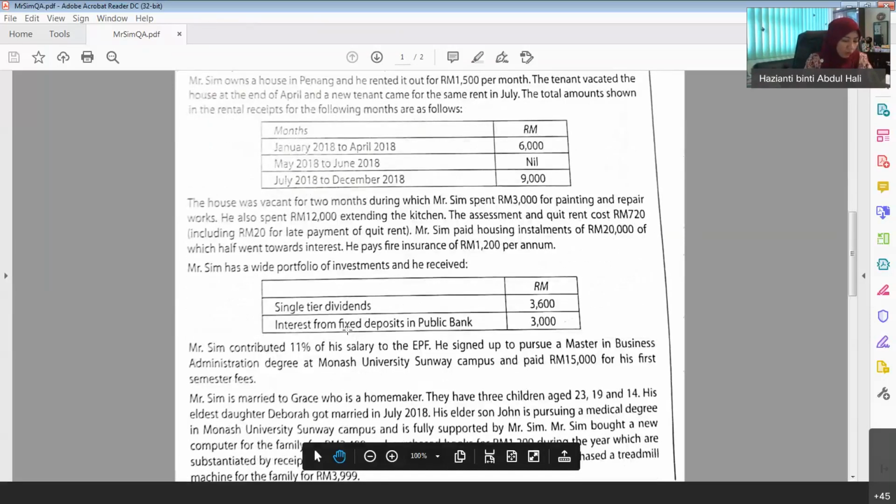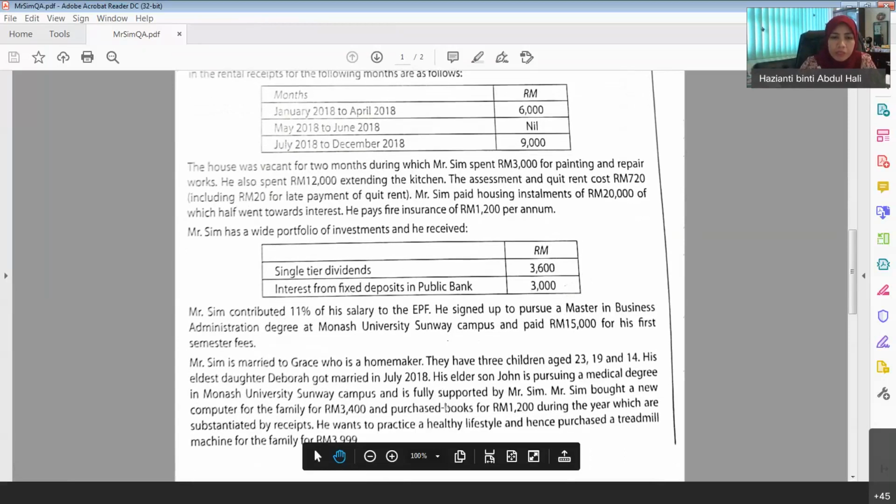All right, but for this question, I ask you to skip the last part, remember? So we will stop here, right? Because we haven't done personal relief, so you can skip this part, because this is contribution to EPF, and then sign up to pursue a Master in Business Admin degree. And then these are all about his children. So we know the last part, these are actually under personal relief. We skip that part first.